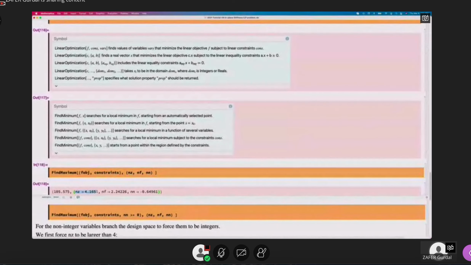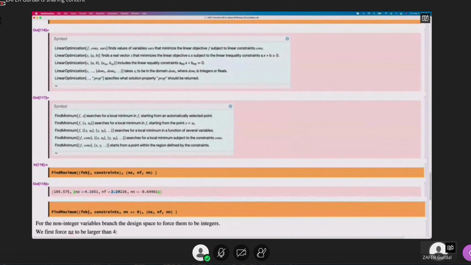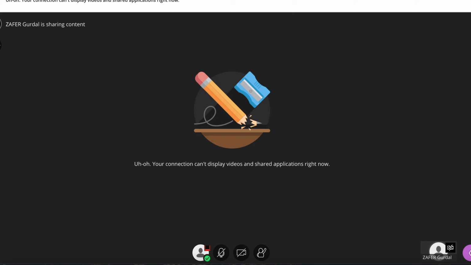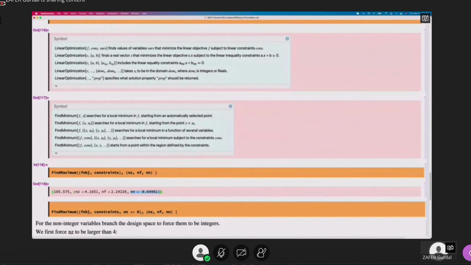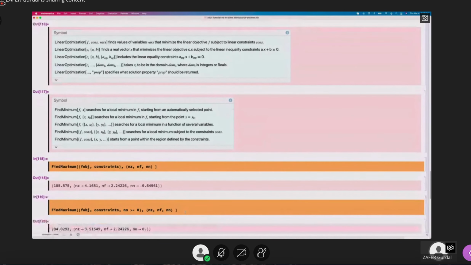And Z, the number of zeros is 4.1651 layers. Number of 45s is 2.24226 layers. And N90 is negative. Okay? The general optimization assumes that the design variables can take any value between minus infinity and plus infinity. Now, to eliminate this undesired solution, I put an additional constraint that says the number of 90s must be larger than 0. And I execute that.